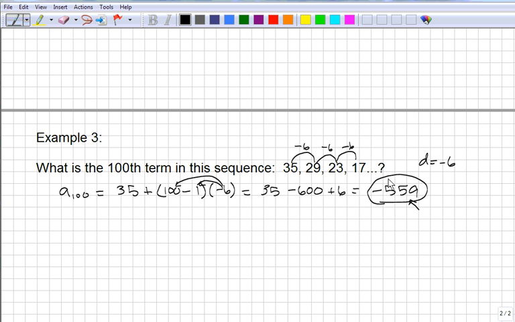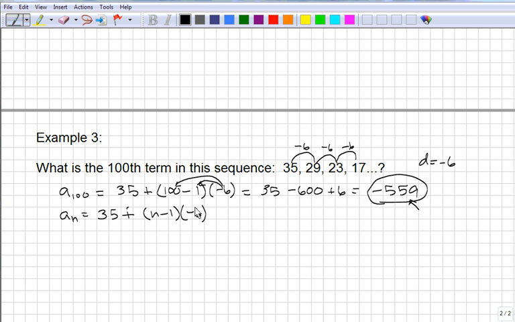Okay. Now another way is to look at the general case and just come up with a formula for the general case. And then once you have the formula for the general case, then you can just plug in n and get any number in the sequence. So in this case, we have 35 plus n minus 1 times a negative 6. All right?